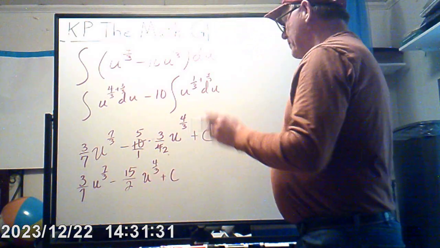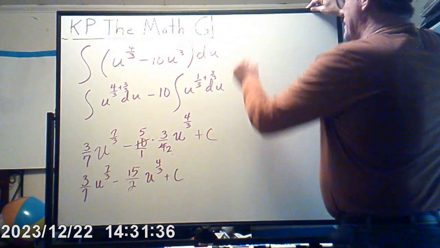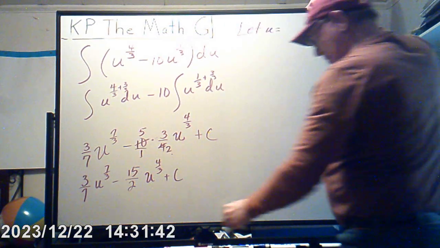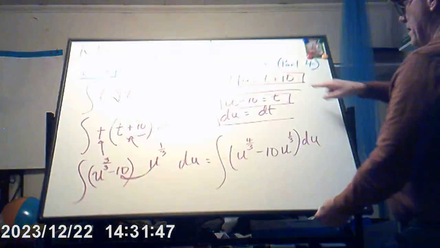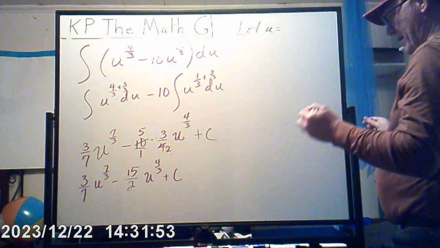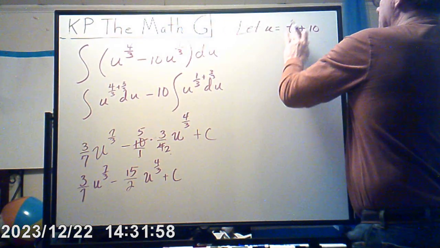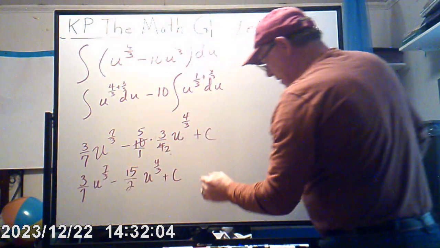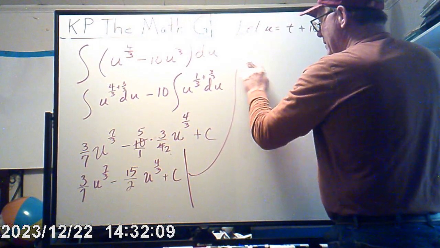Okay. But now we let u be something from the start. I want to go back to what I let u be. We said let u be equal to, all right, so let's find out what that is. U is t plus 10. So in place of u, I'm going to put t plus 10. So now, up here, we'll see if we have room up here.